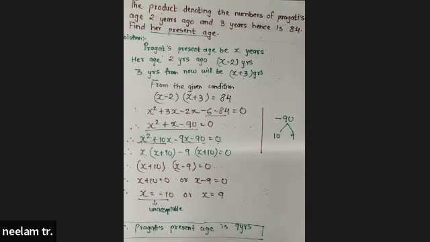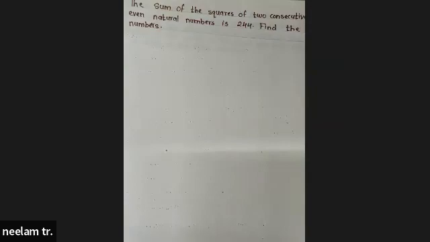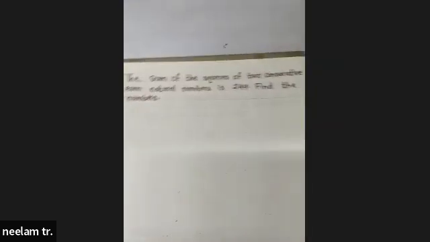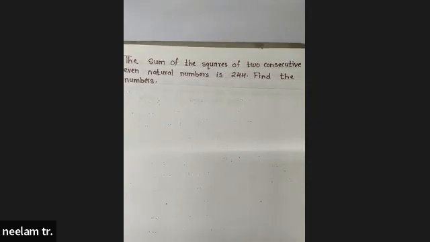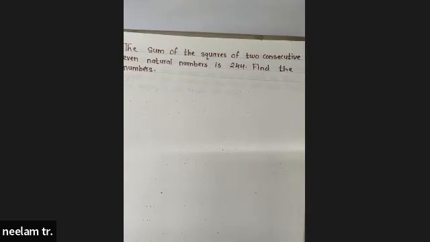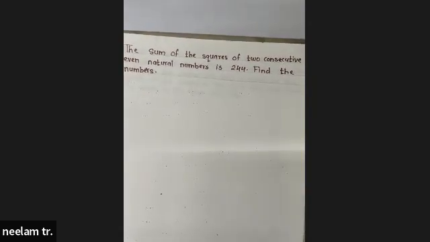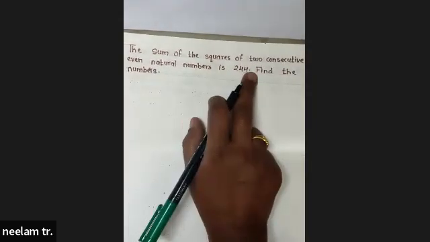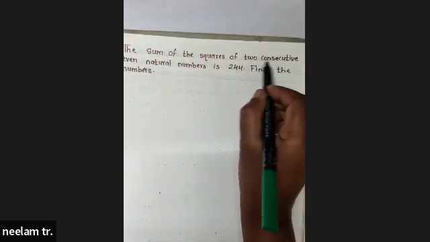Okay. Now this is clear. I'll move forward. I'll take the next sum. In this sum, two things are there. I want to know whether my students know or not. The sum of the square of the two consecutive numbers.